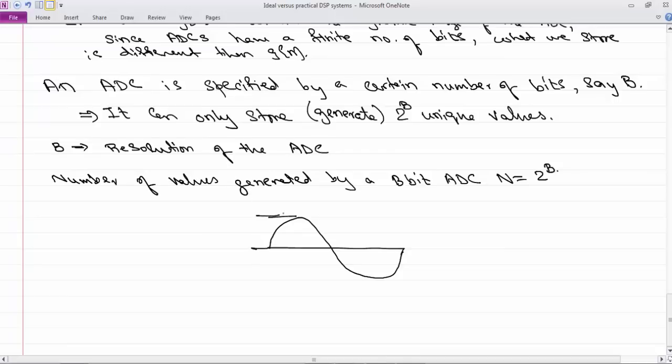From 0 to, let's call it V max. The signal takes values from 0 to V max. How many numbers exist between 0 and V max? So originally, your signal can take any possible number of values, the total number of values that exist between 0 and V max or any other range. There are infinite values.